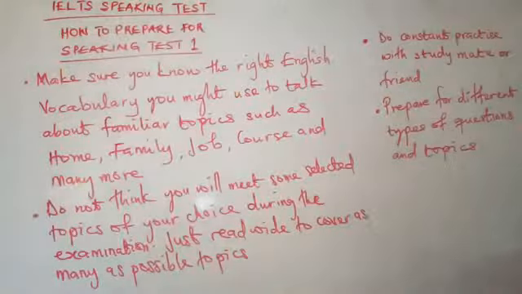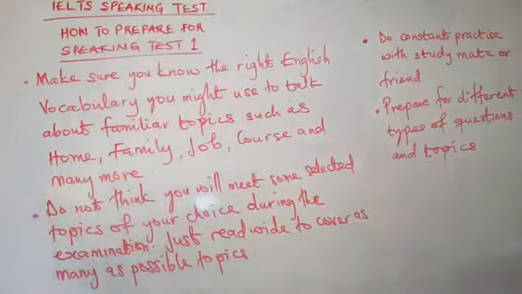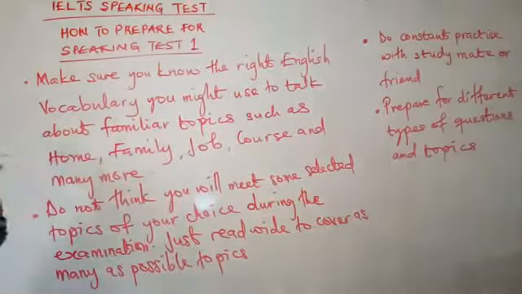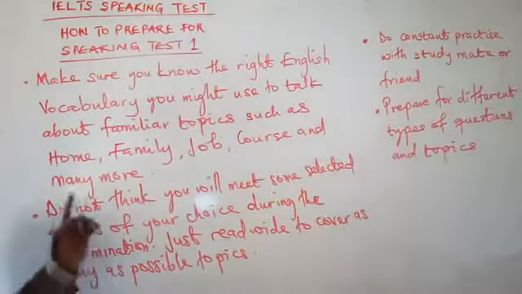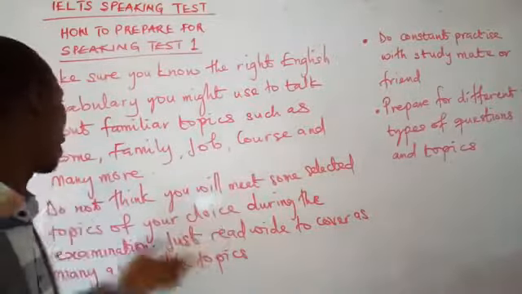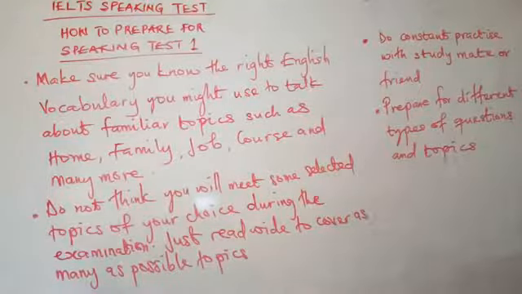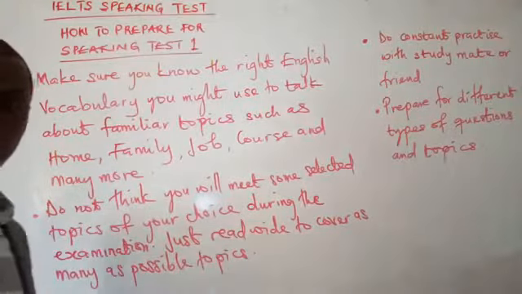Good. So let us look at the steps we will consider in how we will prepare for speaking test 1. There are a few steps that I have outlined that I want us to follow, and one way or the other it will be of help. First, make sure you know the right English vocabulary you might use to talk about familiar topics such as home, family, job, course, and many more. That means they are unlimited. Familiar topics you can talk about. When we start, we'll be looking at common examples.